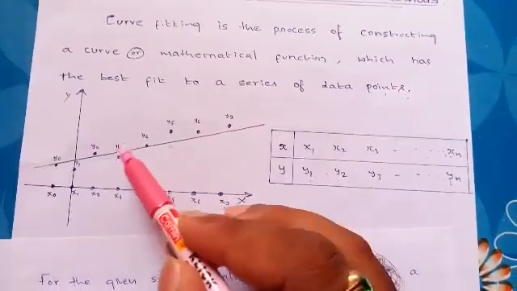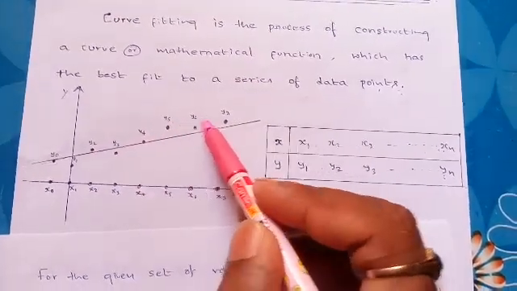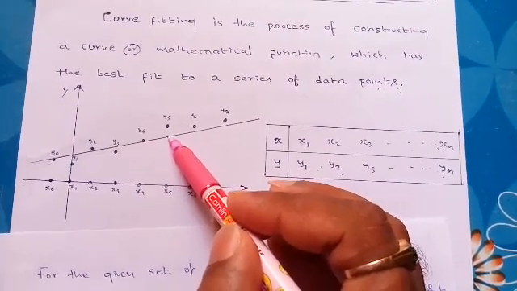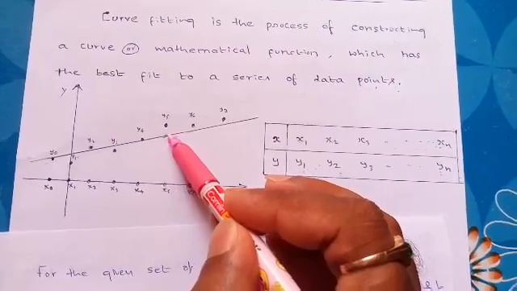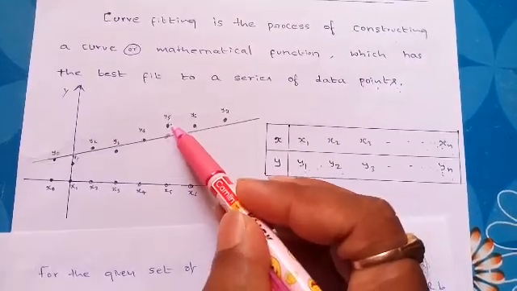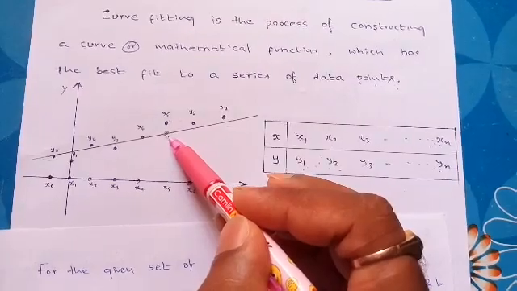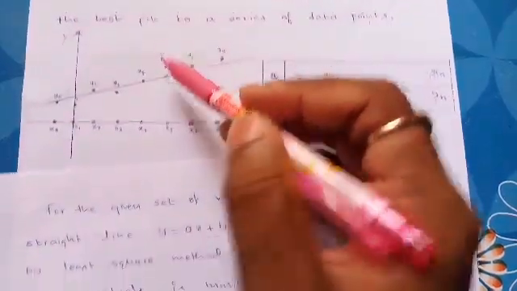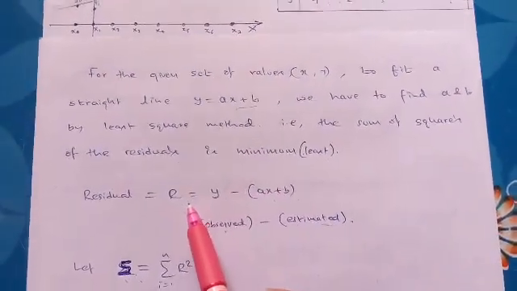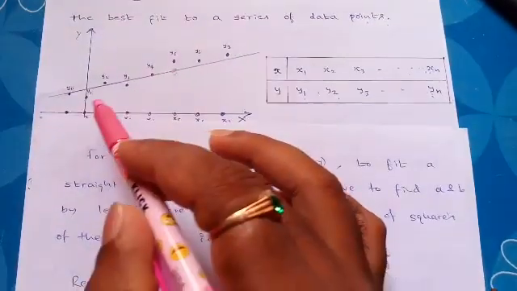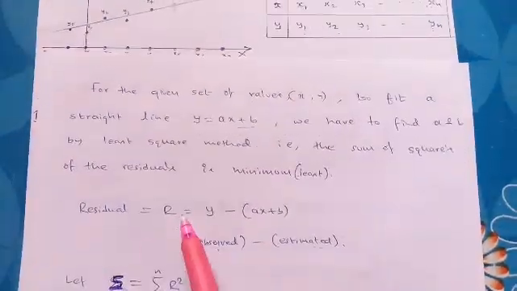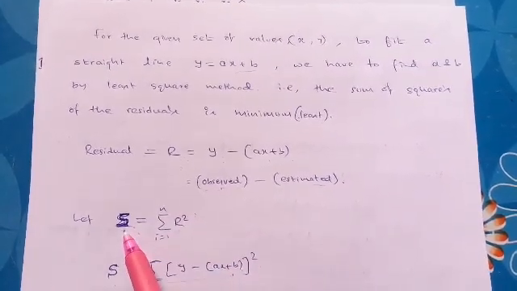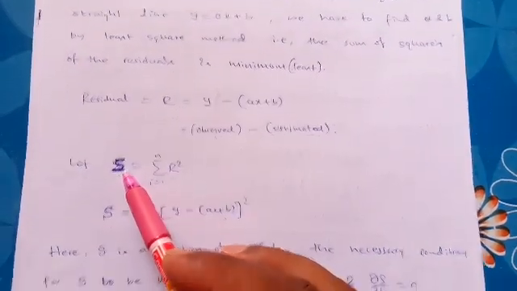Look at the graph here. Here these points are the experimental values or observed values, and here I draw a straight line. Here also there is another value of y. So the difference between the observed value and this mathematically estimated value is called the residual. Similarly, at each point we have to find the difference, which is called the residual. Then the sum of the squares of all the residuals is denoted by S, and this S should be minimum.